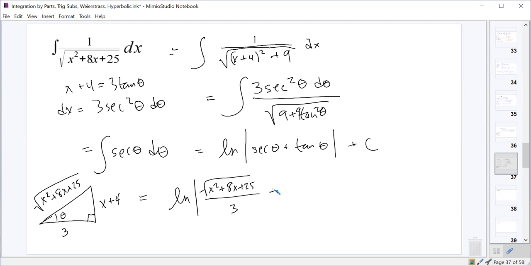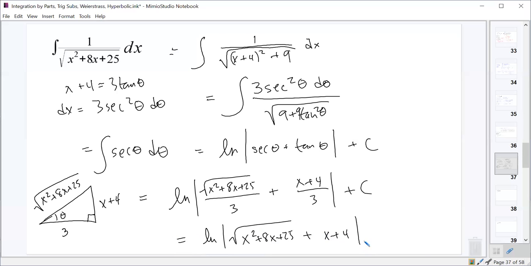plus the x plus 4 over 3 plus our constant, and then that 3 in the denominator can become just a minus natural log of 3, which is part of the constant. So our final result in a nice simplified form would be natural log absolute value x squared plus 8x plus 25 plus x plus 4 plus our constant. Everybody good with that?